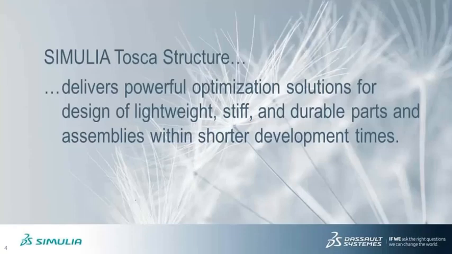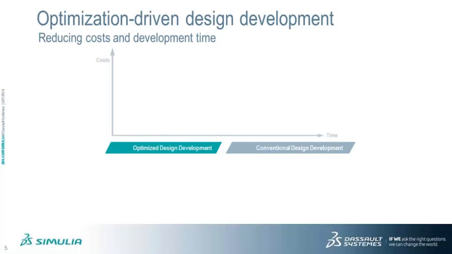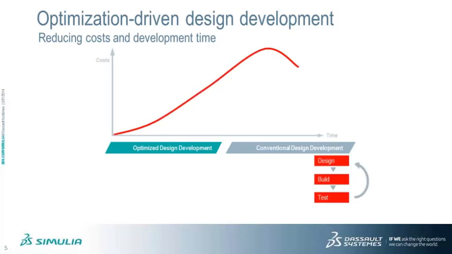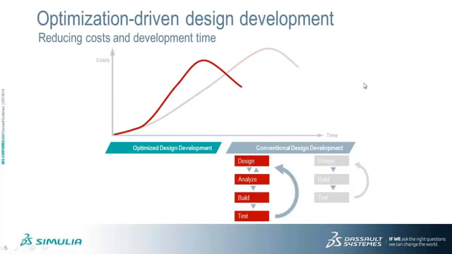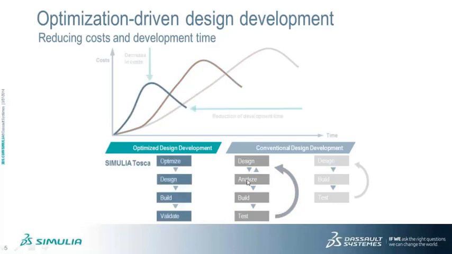So Simulia Tosca Structure really delivers powerful optimization solutions for the design of lightweight, stiff and durable parts and assemblies within shorter development times. Simulation-based optimization is really all about reducing costs and development time. In a conventional design development process, you usually design your product, build it and test it. If you're relying on simulation, you will design and analyze it first and then build and test it. If you're introducing simulation-based optimization into your design development process, you will optimize already in the beginning, have a better and optimized design earlier in your development phase, and build and validate it only afterwards. So you really reduce the development time and decrease the cost of the whole product development.